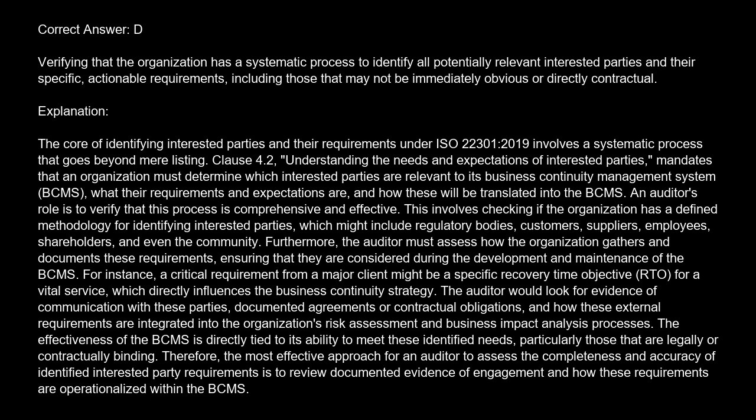The auditor would look for evidence of communication with these parties, documented agreements or contractual obligations, and how these external requirements are integrated into the organization's risk assessment and business impact analysis processes. The effectiveness of the BCMS is directly tied to its ability to meet these identified needs, particularly those that are legally or contractually binding. Therefore, the most effective approach for an auditor to assess the completeness and accuracy of identified interested party requirements is to review documented evidence of engagement and how these requirements are operationalized within the BCMS.